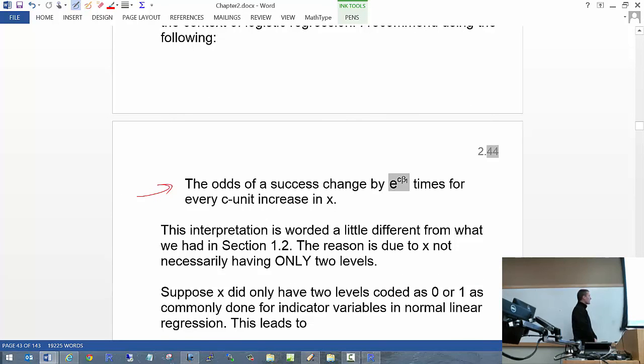Here is a standard interpretation that you can use for pretty much any problem. The odds of a success change by e raised to the c times beta 1 times for every c unit increase in x. That's it. Again, you're comparing essentially two levels of x, like 30 to 40 yards, so you're comparing for a 10-yard increase. But it doesn't matter what you're starting off with for x, because it falls out from the mathematical expression.